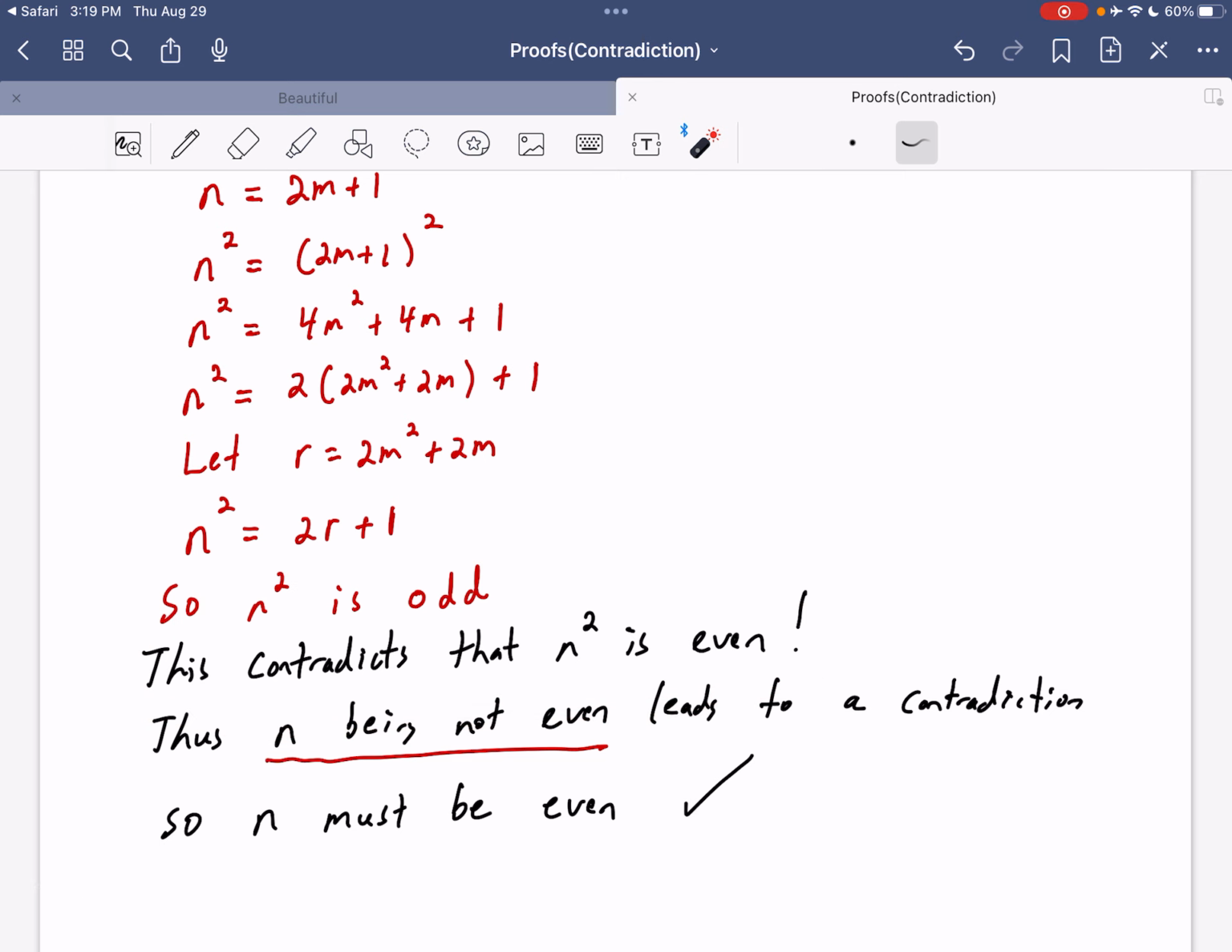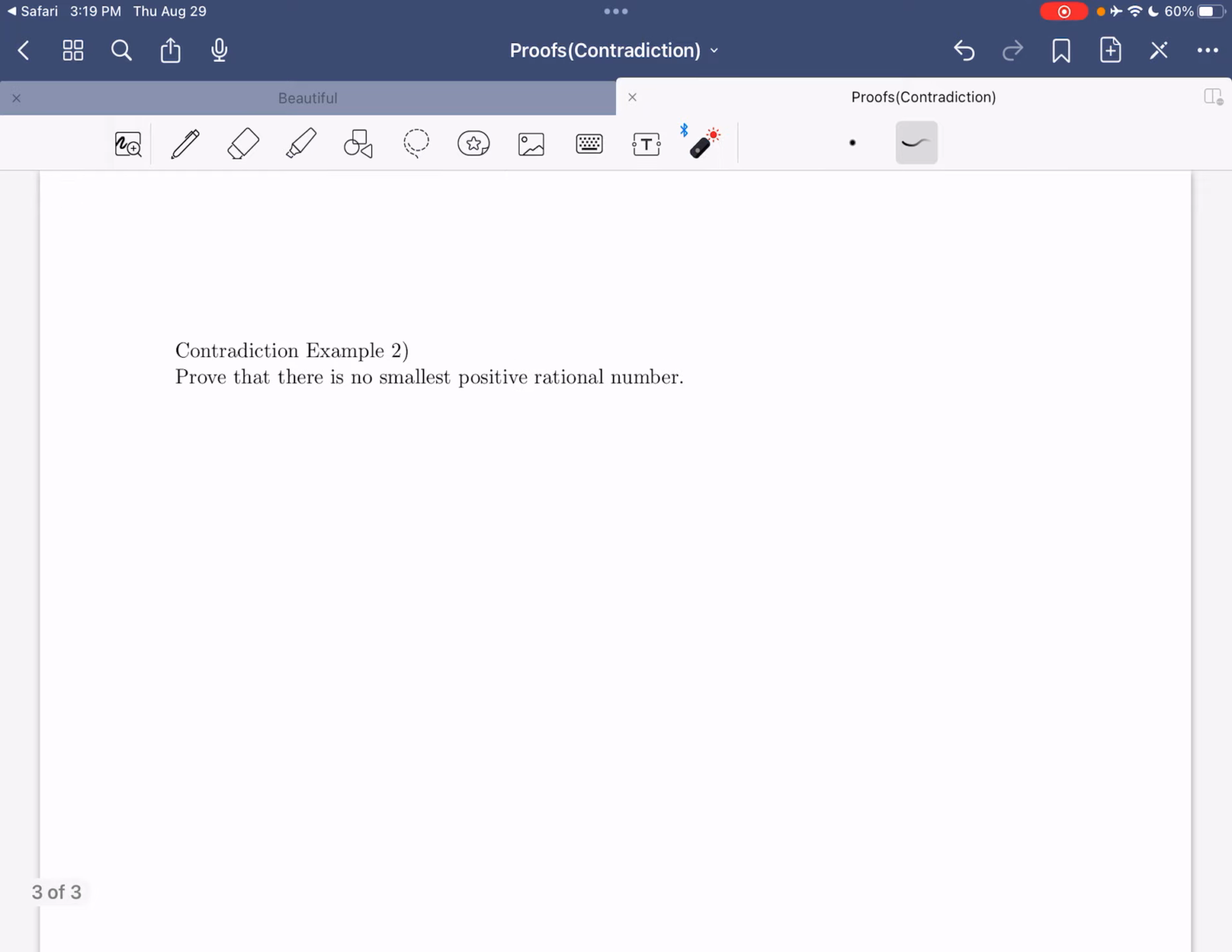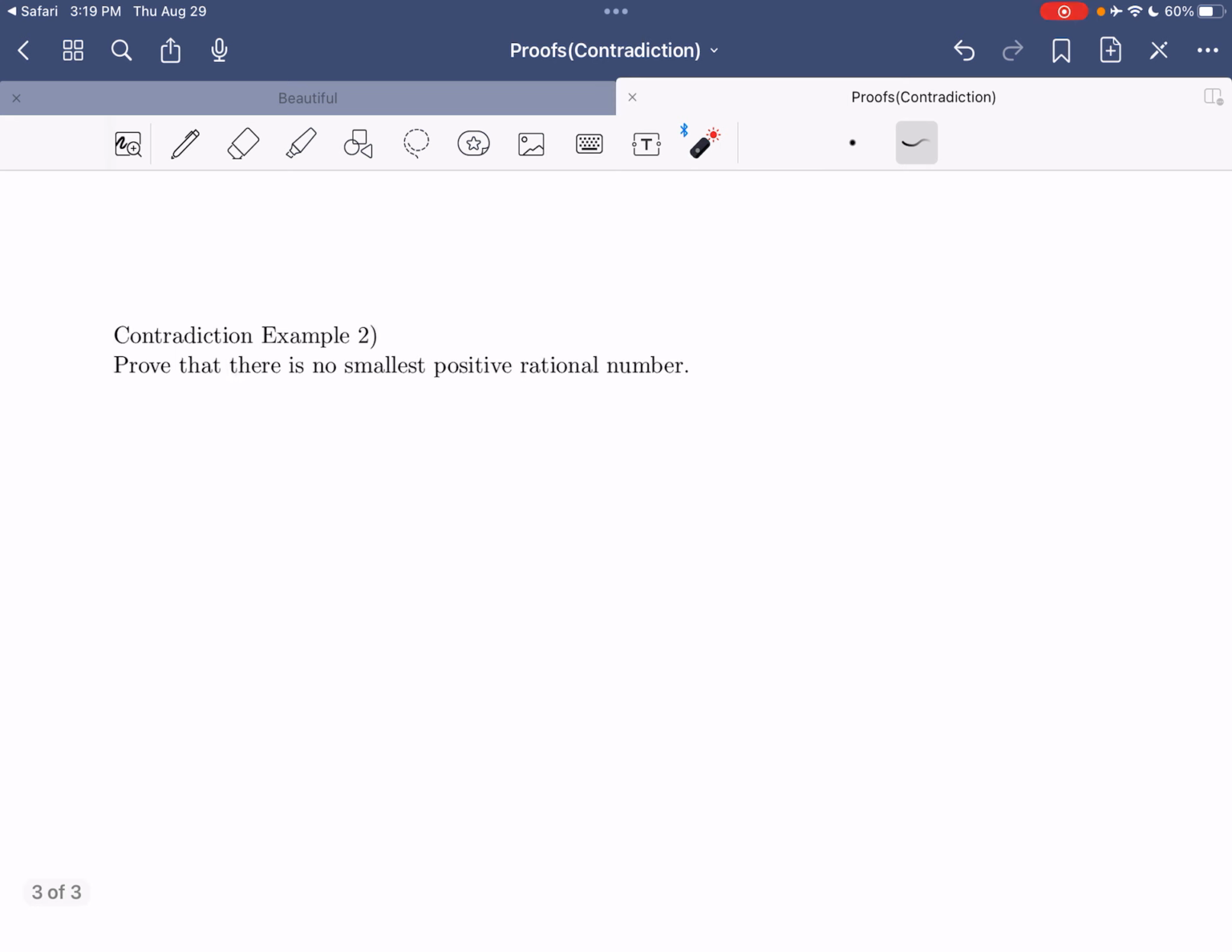Okay, let's try this on something else, something that we wouldn't really have a clear way to do through the contrapositive, but it works very nicely with contradiction. So, for our second example, we're going to prove that there is no smallest positive rational number. Obviously, that doesn't mean that we're looking at something like 0 or negatives. We're saying that there's no smallest positive rational number.